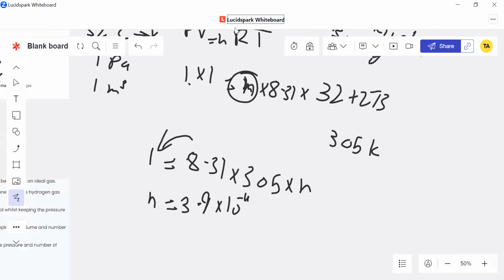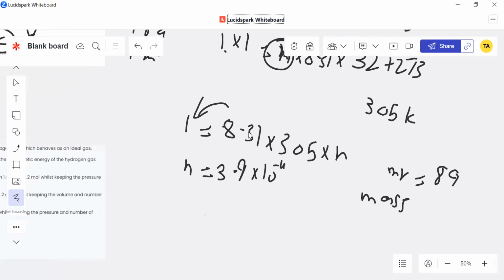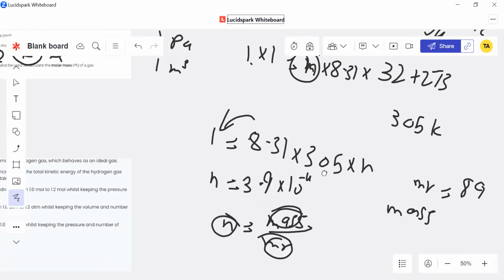Let's say that you find the number of moles, and they tell you, I've given you the MR of a molecule. Let's say it's 89. Using this and the MR, find me the mass of the molecule. So how will you do this? I know number of moles is mass over MR. I have the MR, I have the number of moles. I can use this to find the mass. So this is the type of questions they can ask you in the exam.